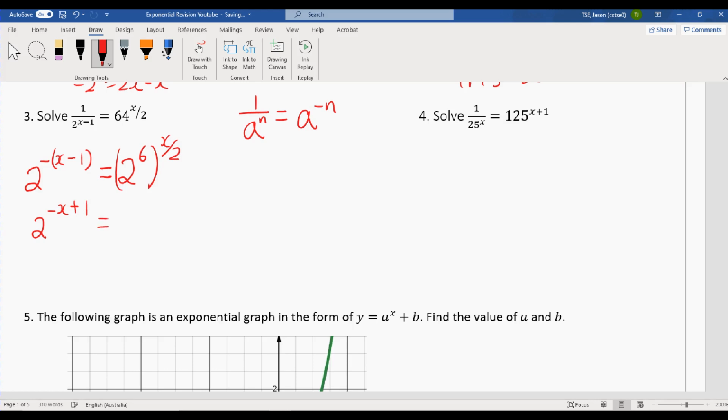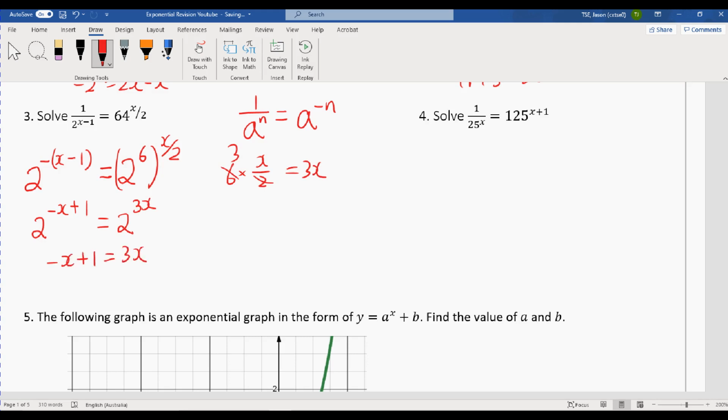How about the right hand side? That becomes 6 times x over 2. When 6 times x over 2, it should be 3x. All right, so let me write the 3x there. So you have minus x plus 1 equals 3x.